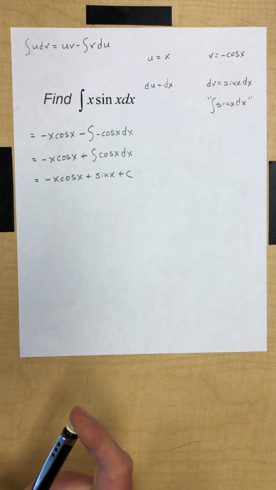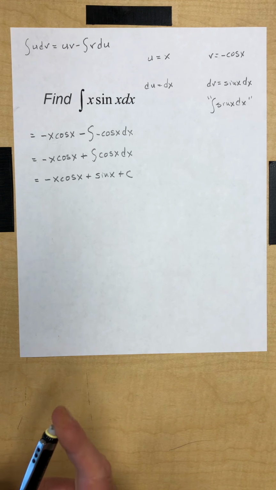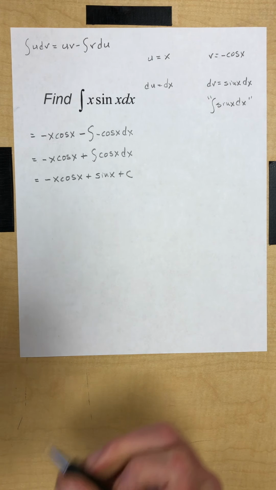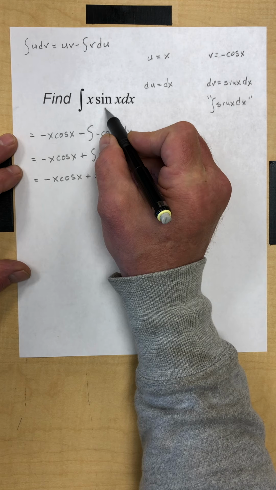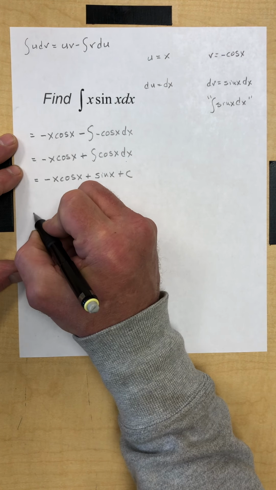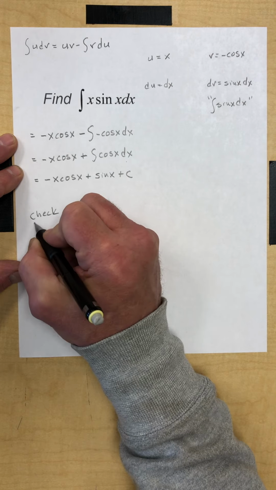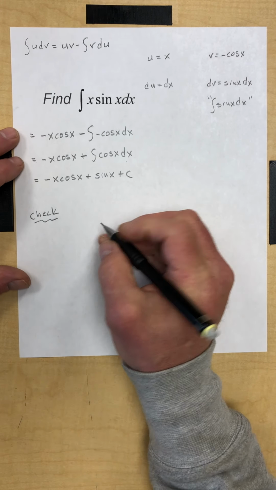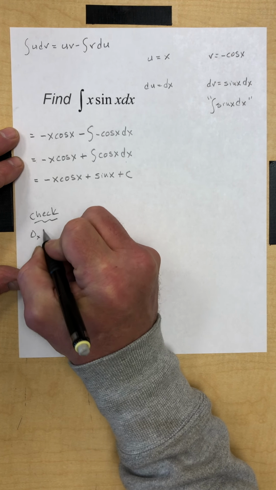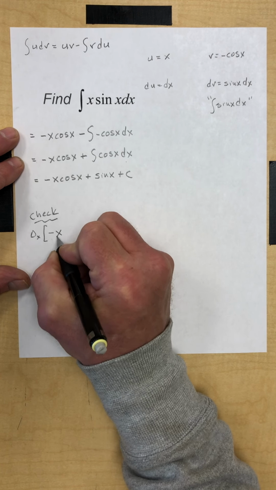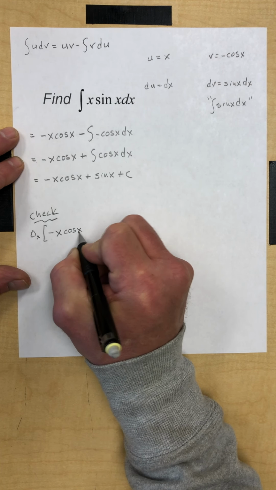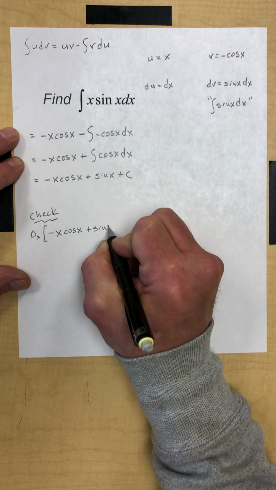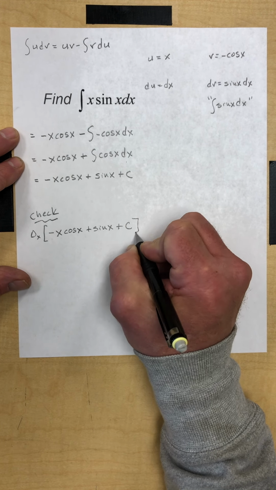And once again, if you need to check it, we just take the derivative of this answer, and it should take us back to the original integrand if we did it correctly. You'll get to a point where you won't need to check. I think I'm running out of lead here, guys. Okay, here we go. I got to take the derivative of the opposite of x cosine of x, plus sine of x, plus the constant of integration.